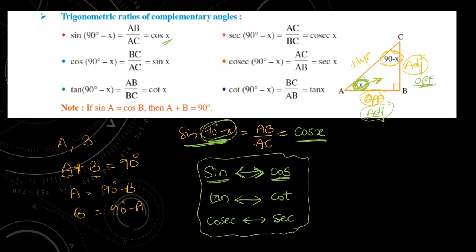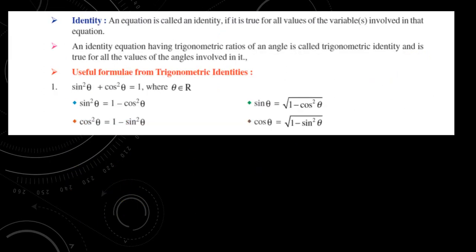Next, moving on to the main point, the identities of trigonometric ratios. So what is meant by an identity? Identity means nothing but that its value will be true for all values. It is an equation which holds good for any value. Since we are going to discuss trigonometry, we call it trigonometric identities.